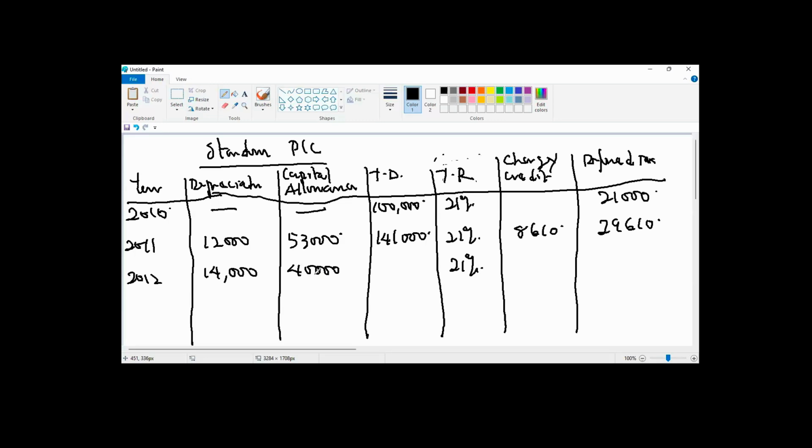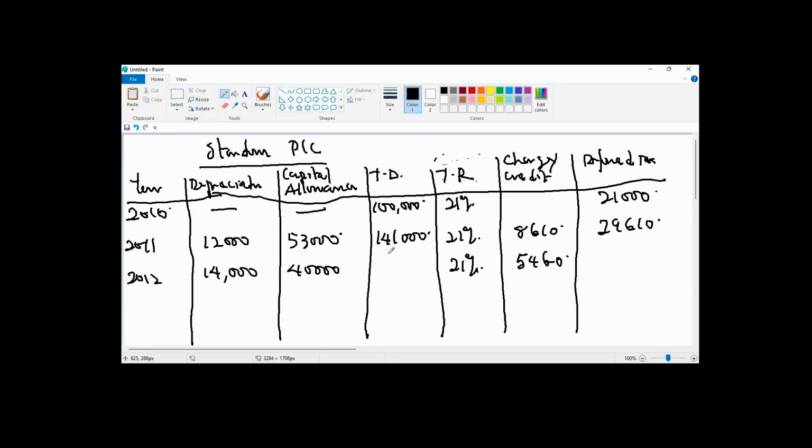What is the difference? 26,000. 21% of 26,000 is 5,460. That is the charge. I add this 5,460 to the opening balance to get the closing, 35,070. Or, if I don't want to do that, I add the 26,000 difference to the 141,000.